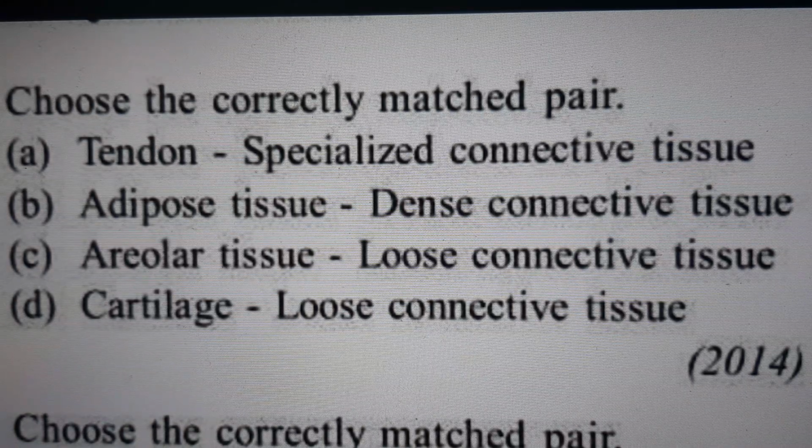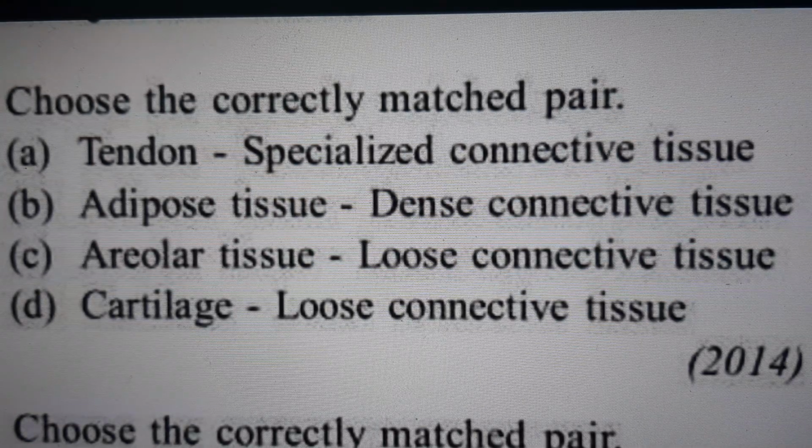Coming to option B, dense connective tissue is of two types: dense regular connective tissue. In dense regular, we have tendons and ligaments. And second type is dense irregular connective tissue that is present under the skin. So, adipose tissue is not an example of dense connective tissue.